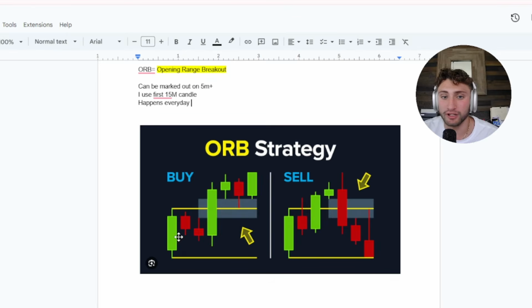Find what candlestick works for you. If you like the opening range breakout of the 5-minute, do it. If you like the opening range breakout of the 15-minute, do it. That's what I felt worked best for me. So that's what I do.